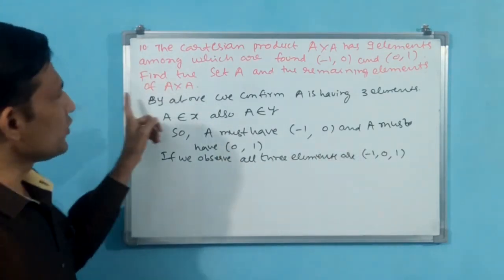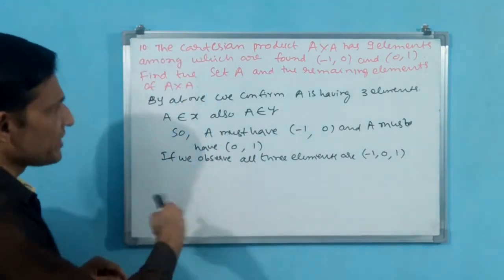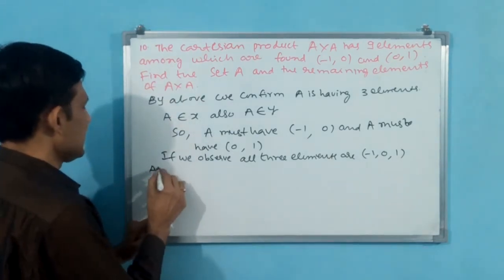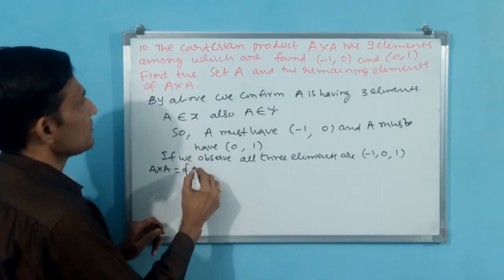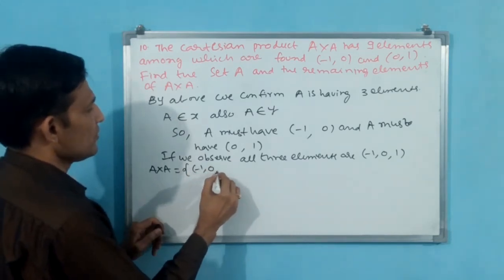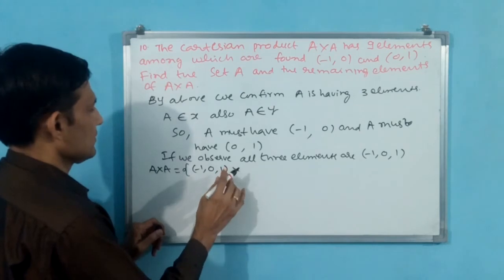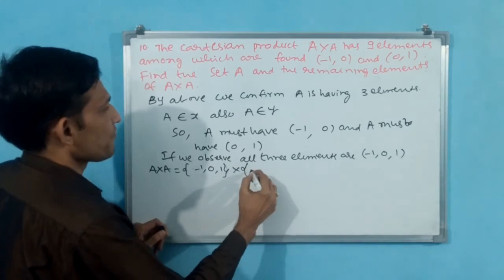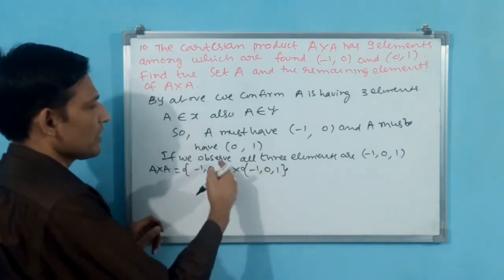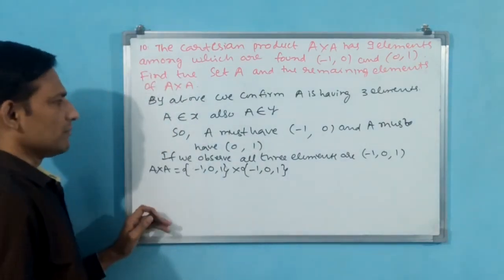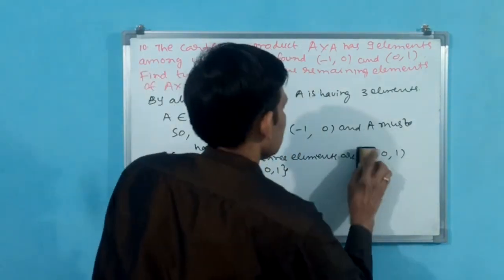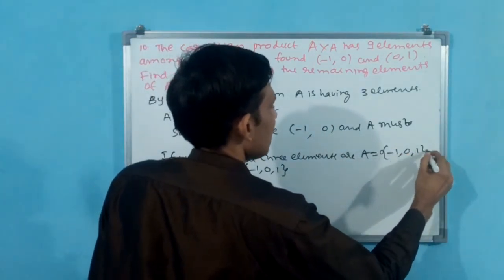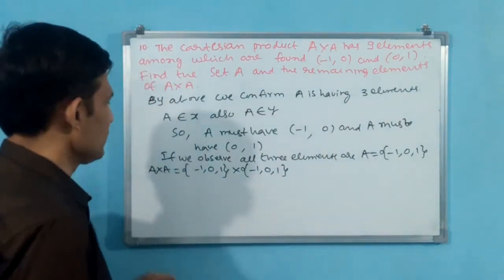Now we see, first we do A cross A, all elements. Then we deduct these two elements, and then write the remaining elements. Let A cross A be equal to, say, -1, 0, 1 cross -1, 0, 1. Why? Because we confirmed it. Or else you write here like this, A is equal to -1, 0, 1. Why? Because you write it in set form.